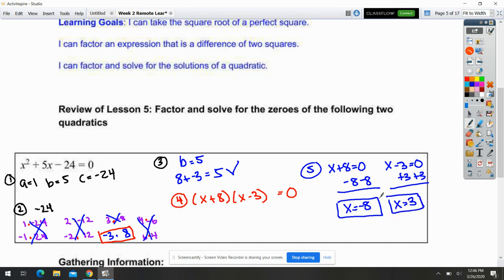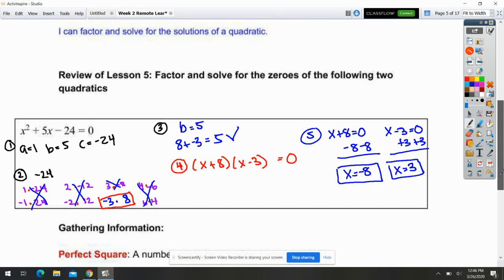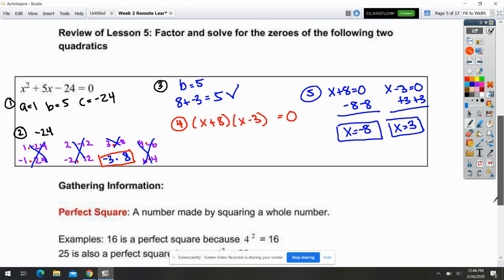So again, you can graph this function into Desmos or your graphing calculator and see that the parabola is going to hit the x-axis at negative 8 and positive 3. Okay, so now going on to our next method, which is the difference of two squares.